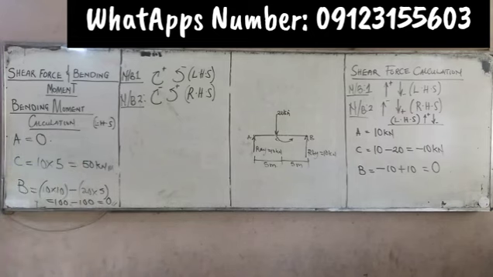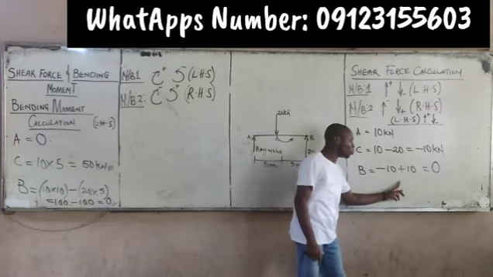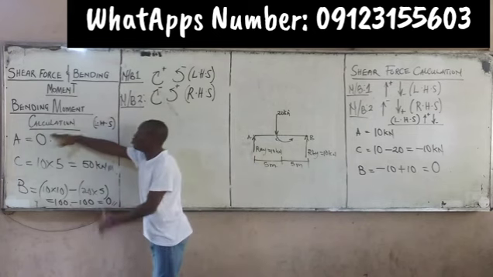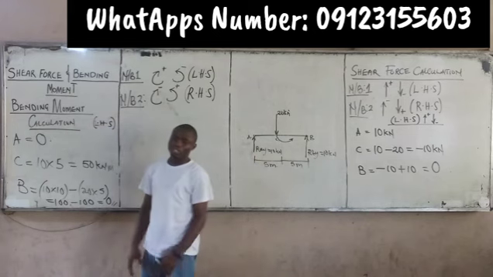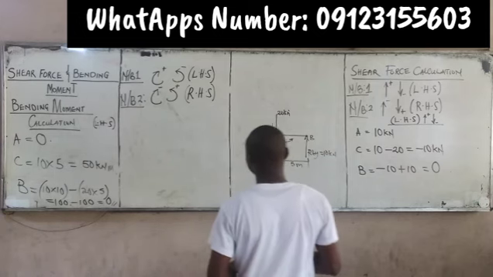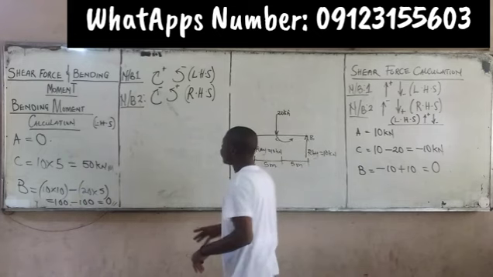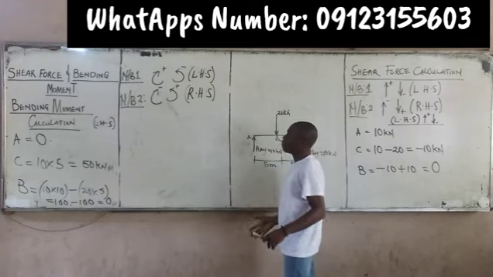Note that, listen please. Note that when it comes to bending moment, it always starts with 0 and ends with 0. Shear force does not start with 0 but always ends with 0. Bending moment starts with 0 and ends with 0. So this is how to calculate for shear force and bending moment diagram. Calculation per se. So let's draw out the diagram for the shear force and bending moment.